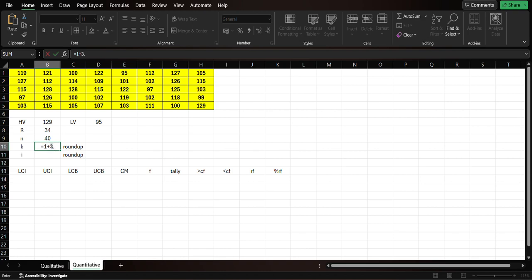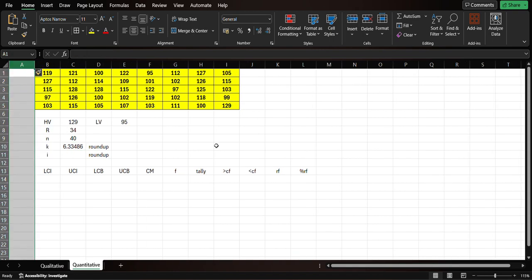For K, the formula is 1 plus 3.33 multiplied by the logarithm of n. So again, the formula of this is 1 plus 3.33 times the logarithm of your n. And you would observe that the value is 6.33.